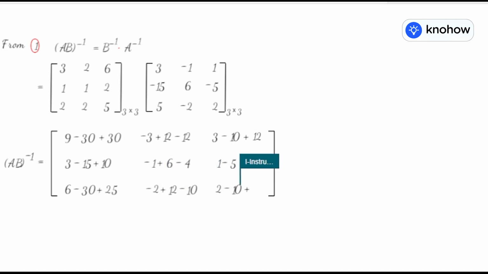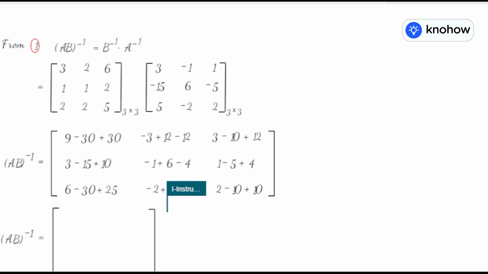Just work it out and you get finally (AB) inverse equal to. Just work out these numbers. You will get 9 minus 3 and you get 5. The second row you have minus 2, 1, 0 and 1, 0, 2. So that is the value of the required (AB) inverse. (AB) inverse is this matrix.